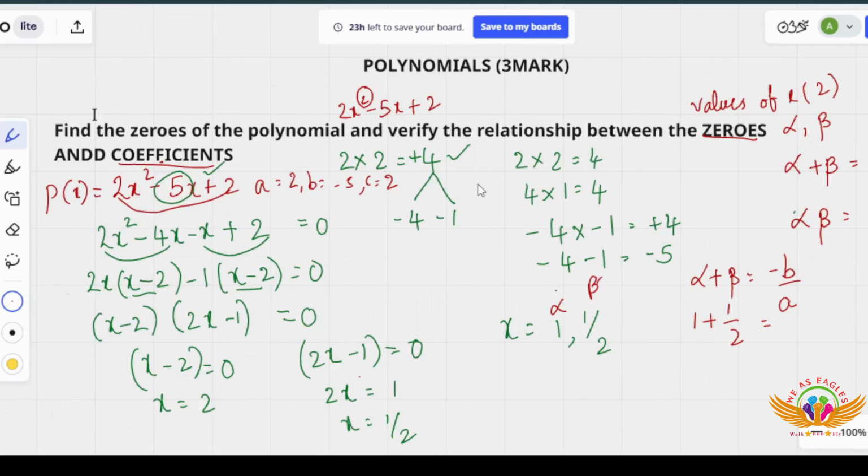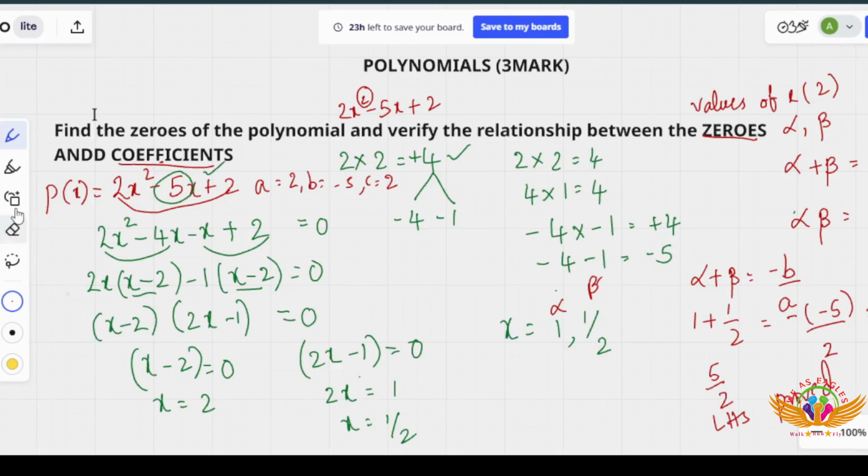Minus B. Put the minus sign like that only, and B is minus 5. Minus of minus 5 by A, which is 2. It is plus 5 by 2 will be the RHS, and the LHS we will do. 2 2s are 4, 4 plus 1 is 5. Yes, 5 by 2 is LHS and 5 by 2 is RHS. Hence, it is proved. The sum of zeros is proved.